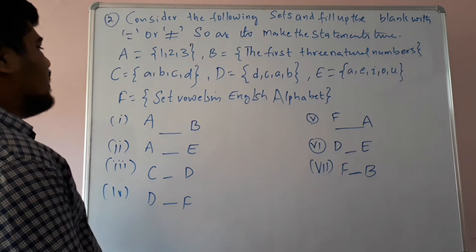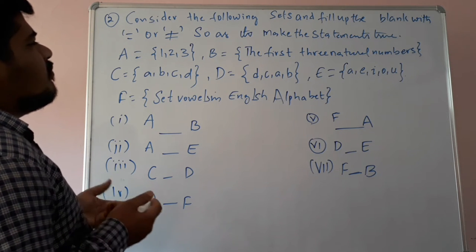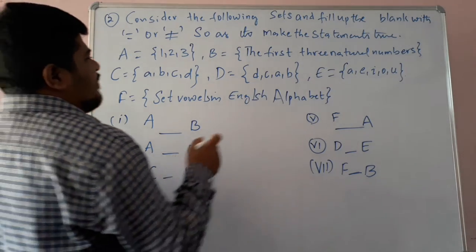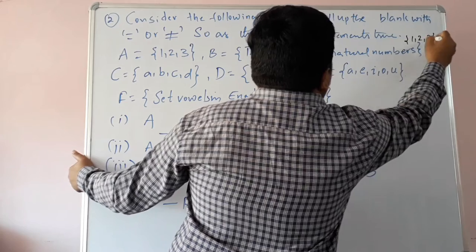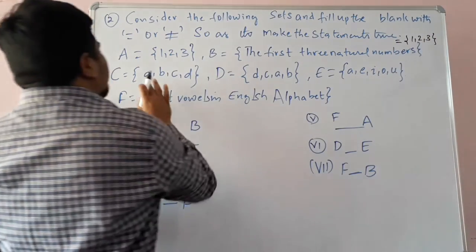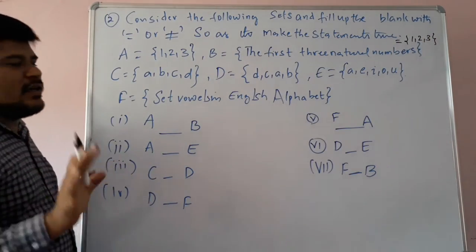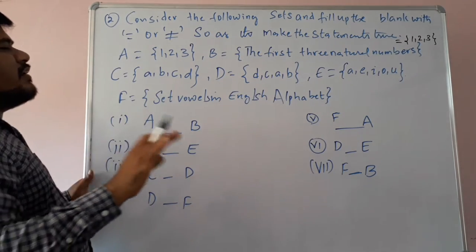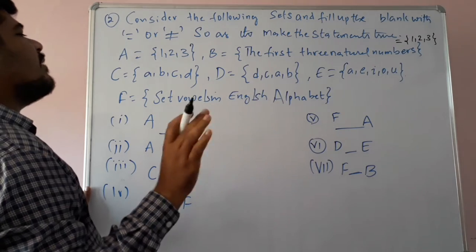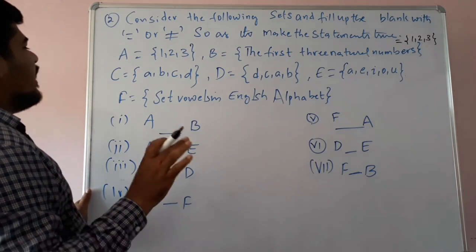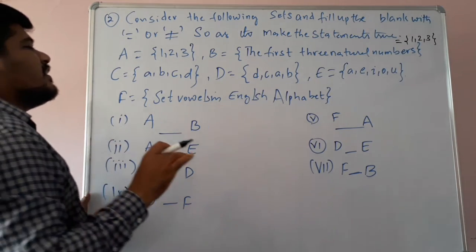Children, what are the first three natural numbers? 1, 2, 3. So this B will be {1, 2, 3}, children. Okay, now it's roster form. And C is equal to {A, B, C, D}. D is equal to {D, C, A, B}. E is equal to {A, E, I, O, U}. F is equal to the set of vowels in the English alphabet.